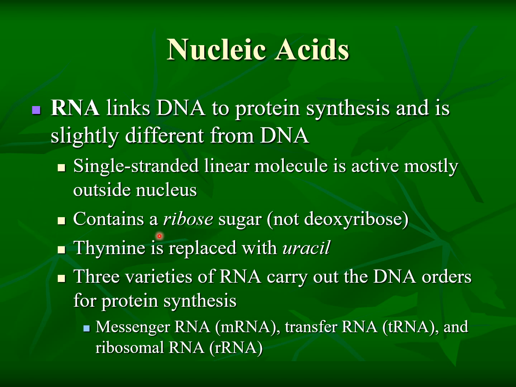RNA contains the sugar ribose, and in terms of the bases, it has adenine, guanine, and cytosine, but it does not have thymine. Instead, it has the base uracil. Now uracil and adenine will still be complementary bases.